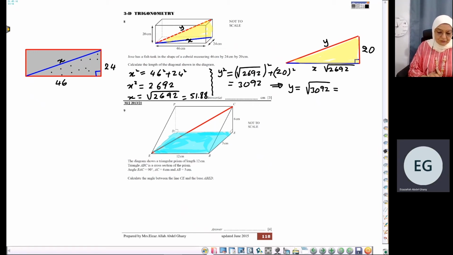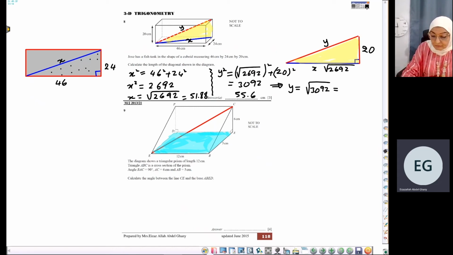Root answer equal, you will get 55.6057, so rounded to be 55.6 centimeters. Does it make sense? Yes. When you have a look at the dimensions, it should be the longest diagonal, which is longer than X, of course. X was 51 point something, this is 55 point something.